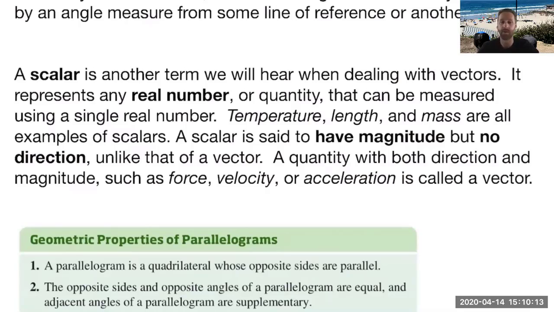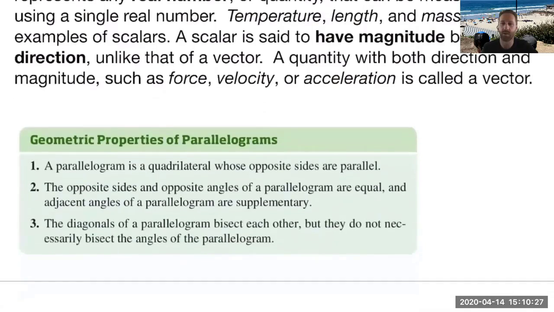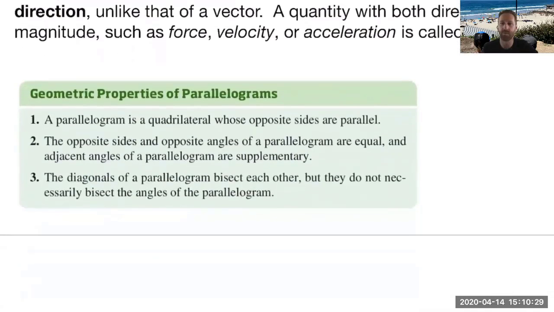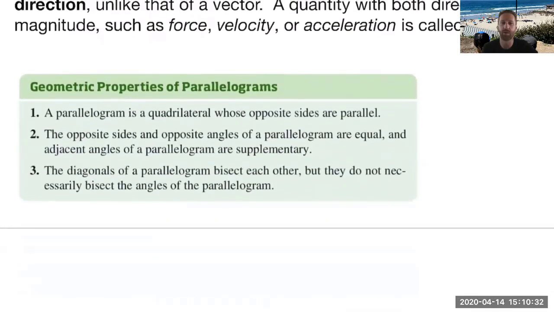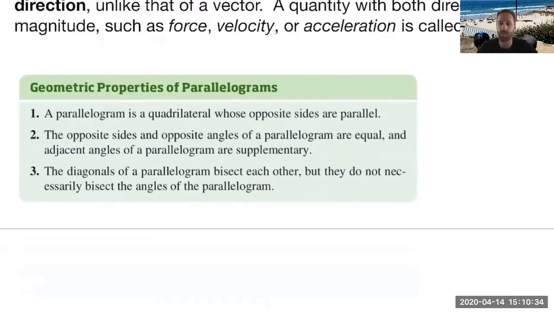So vectors are often used for force in physics, or velocity and acceleration, which you'll see a lot more when you start getting into calculus. A few things that we're going to be utilizing quite frequently in this section dealing with vectors is what is called a parallelogram. Hopefully you remember what a parallelogram looks like. Here are a few of the attributes that we're going to be utilizing most frequently with this.